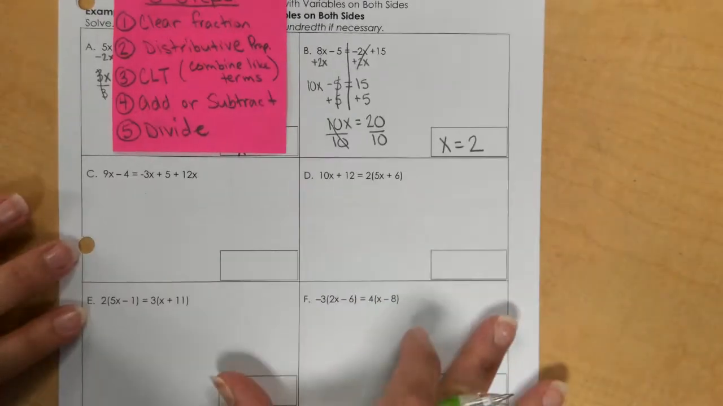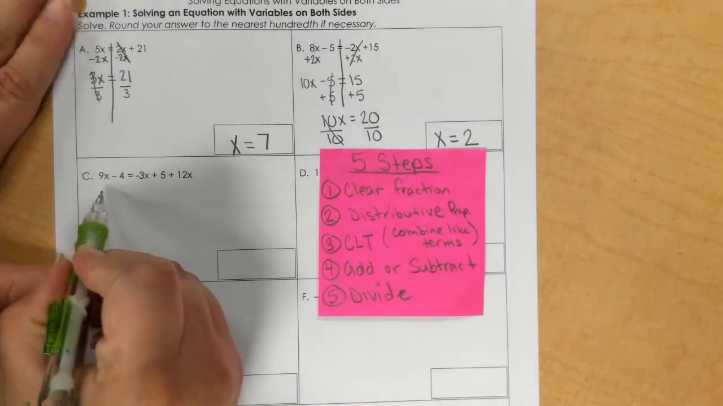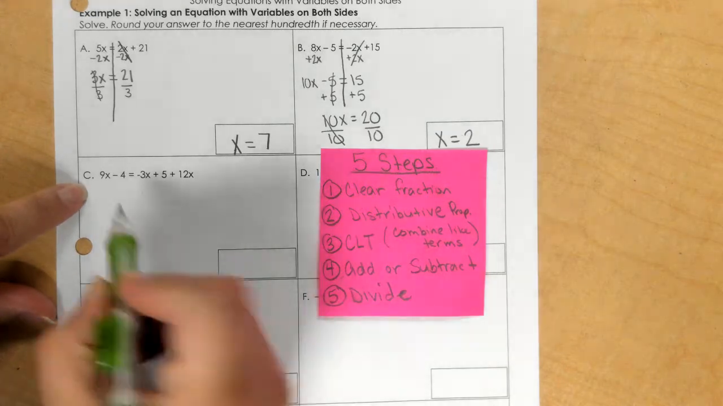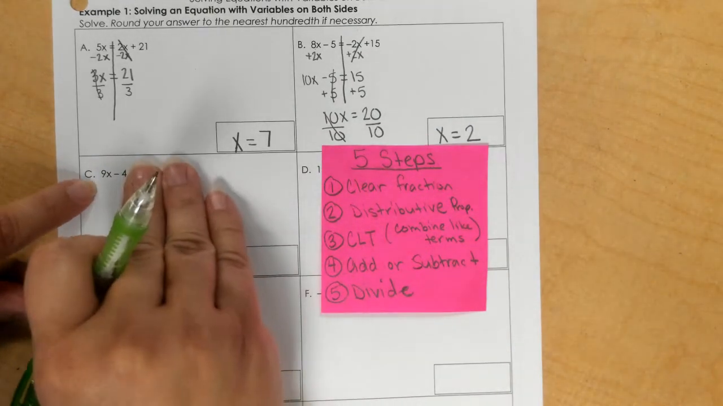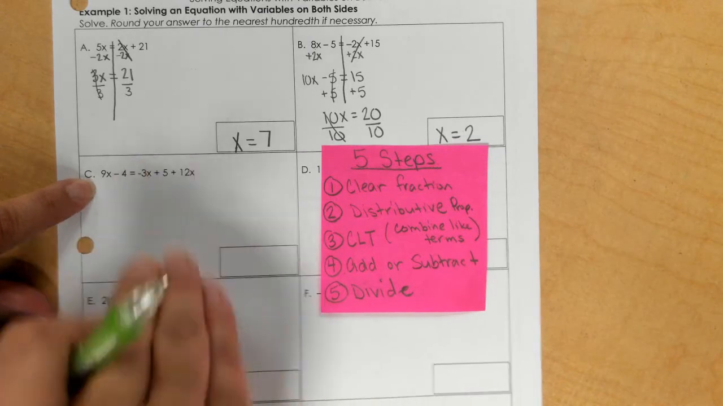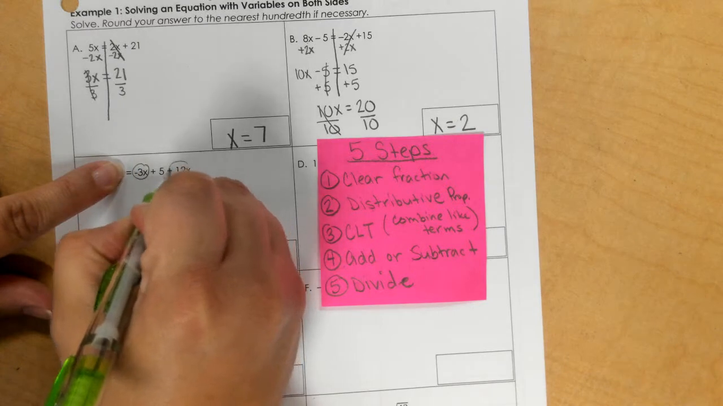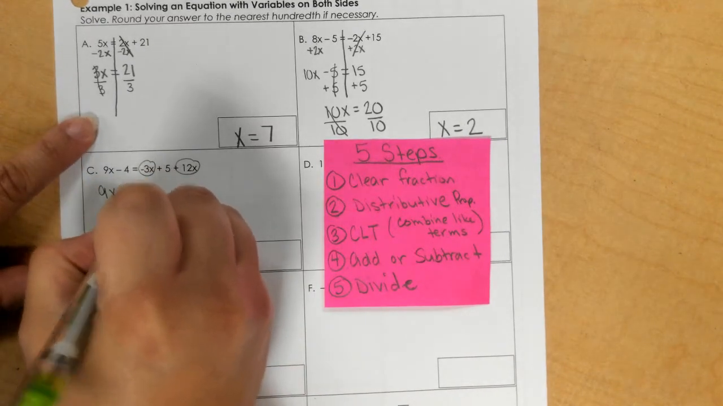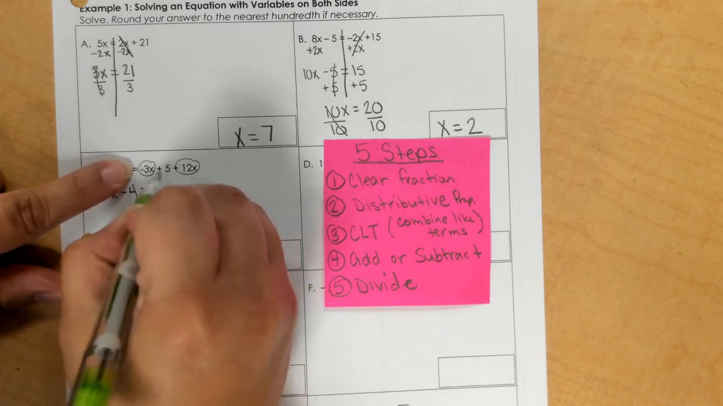For letter C, again, we're going to go through the 5 steps. So here, can I clear a fraction? No. Can I distribute? No, I don't have parentheses. Can I combine like terms on the same side? So I look here. I cannot combine. Here, I can combine. I can combine these two x's. So 9x minus 4, and then 12 minus 3 would give me 9x plus 5.